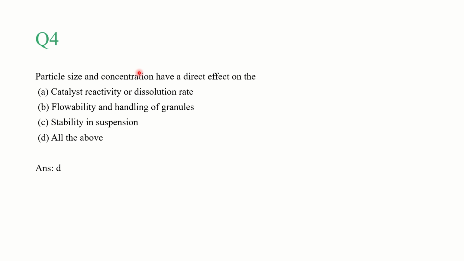For example, if you are adding something at a certain concentration, the suspension would remain as a suspension, above which there are chances for the particles to settle down. So the concentration and the size have a direct effect on the stability of the suspension medium. So the answer to this is that particle size and the concentration have a direct effect on the catalyst reactivity or the dissolution rate, and also on the flowability and handling of granules and stability in suspension. All these three things are influenced by the particle size and the concentration. So this is question 4. Now we'll move on to question 5.